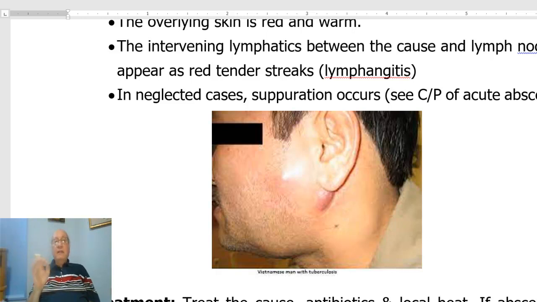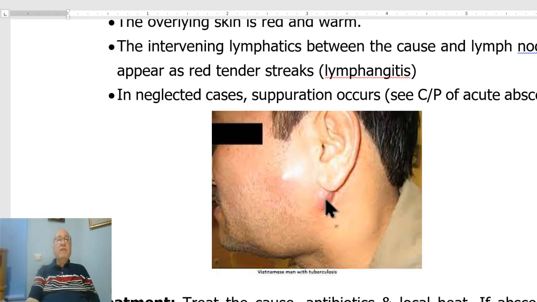Acute lymphadenitis. The story of acute infection in the lymph node is a septic focus. And from this septic focus, microorganisms pass in the lymph vessels to the draining lymph nodes, leading to acute inflammation in the draining lymph nodes.